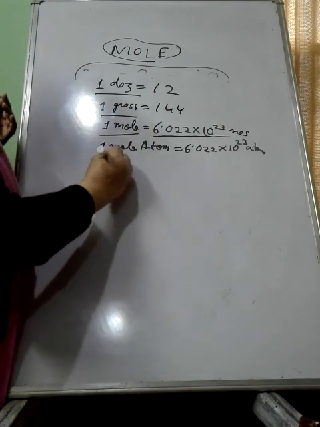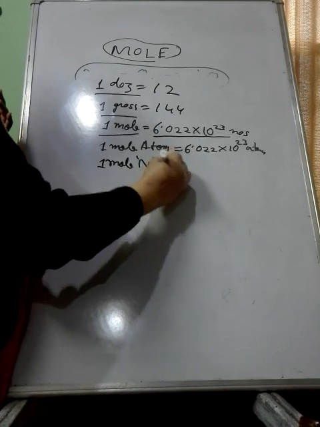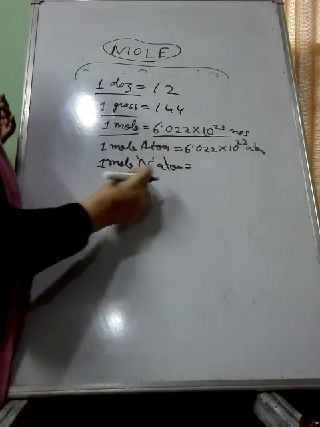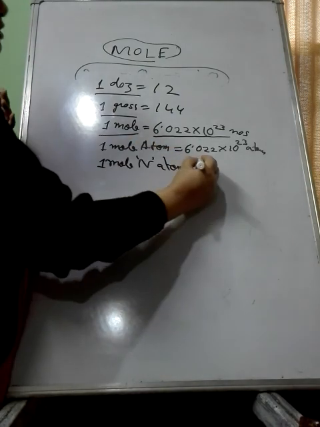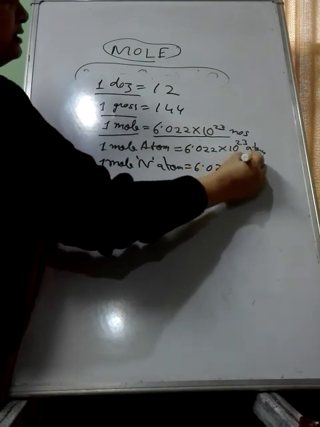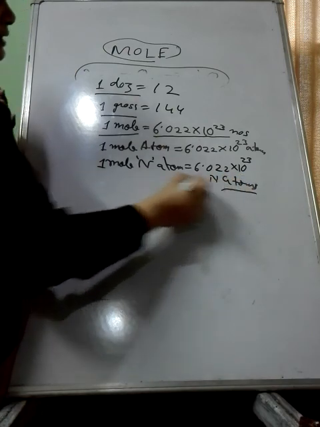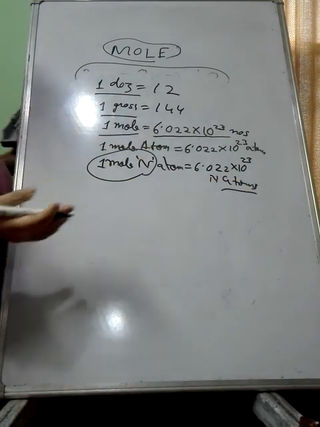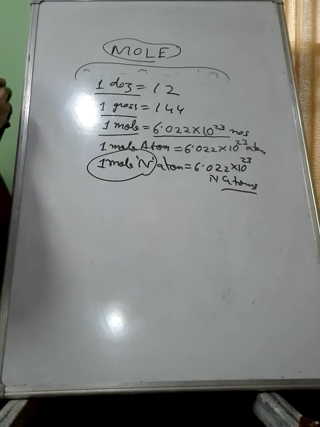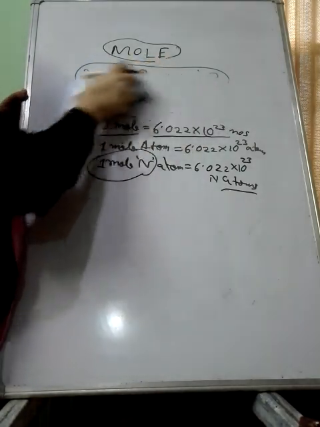Suppose 1 mole of nitrogen atoms. How many nitrogen atoms will be there in 1 mole of nitrogen? It will be 6.022 into 10 to the power 23 nitrogen atoms. The same goes for molecules also. Suppose 1 mole of water molecules. So what do you mean by 1 mole of water molecules?